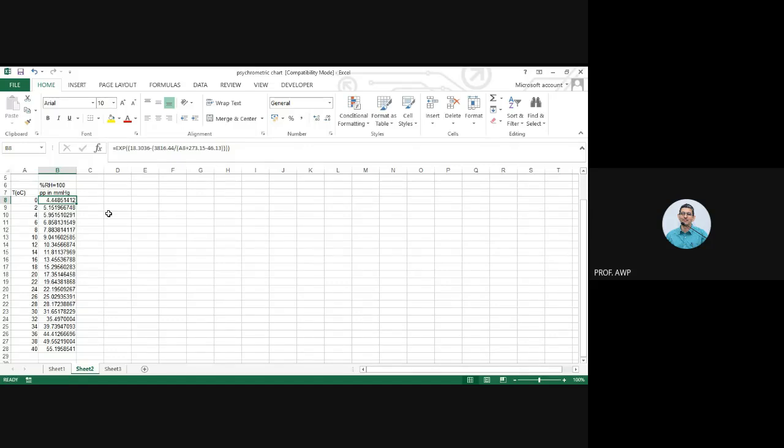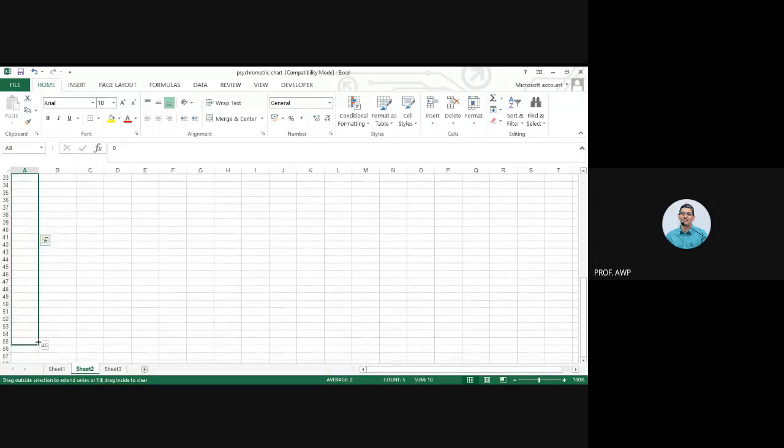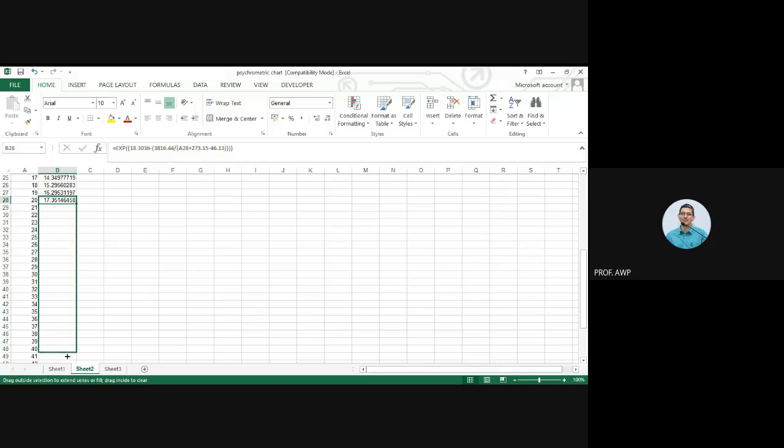Sir, we have to take the temperature at a difference of 2. No, you can take anything you like. You can take a temperature difference of 1 also, or 0.5 also. How does it matter? That's the advantage of doing it in Excel, right? You can change everything and everything will automatically change. Happy?